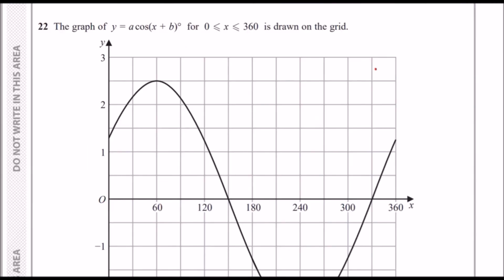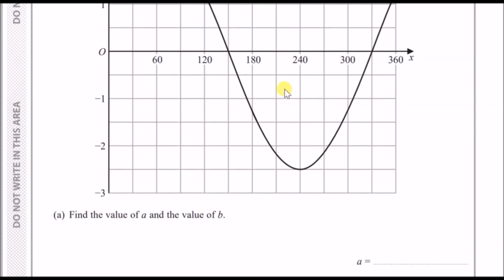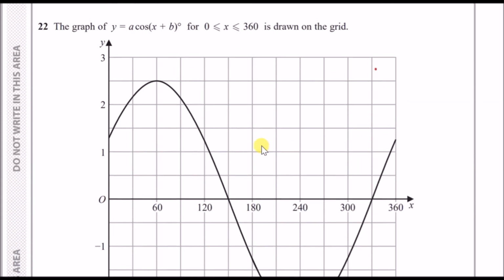Alright, number 22. So we've got the graph of y equals a cos x plus b, which is drawn on the grid. And here is our grid over here and our cos graph over here. And according to the question, they want us to find the value of a and the value of b. Okay, so before we try and figure out what this a and b represents, we need to first be familiar with a cos graph. So for a cos graph, it looks a bit like this, yeah? So imagine we've got just some random axes here, so I'm just going to go ahead and sketch it. So we've got something like that.